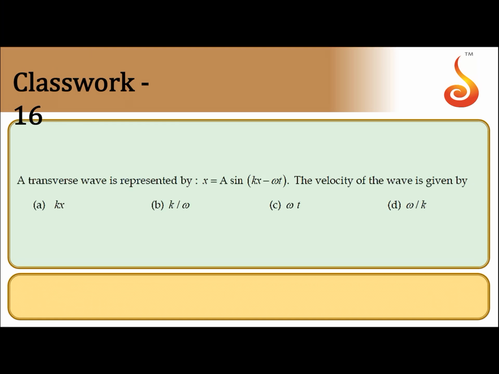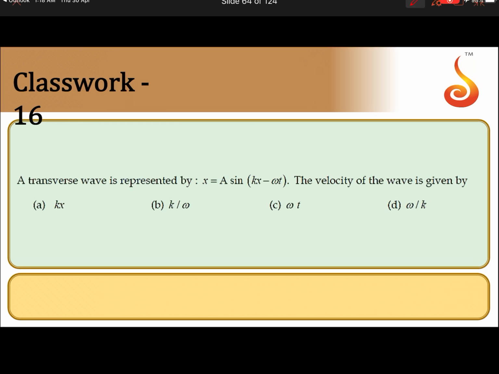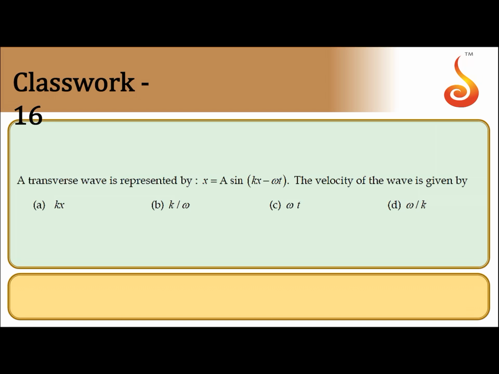Yes, we shall move on to next one. A transverse wave is represented by x is equal to a sine of kx minus omega t. The velocity of the wave is given by, see, omega is angular frequency and k is angular wave number. So velocity of a wave is given by omega by k.